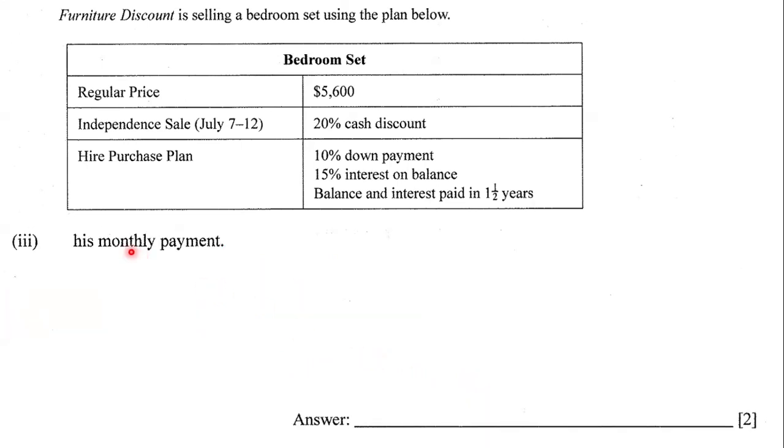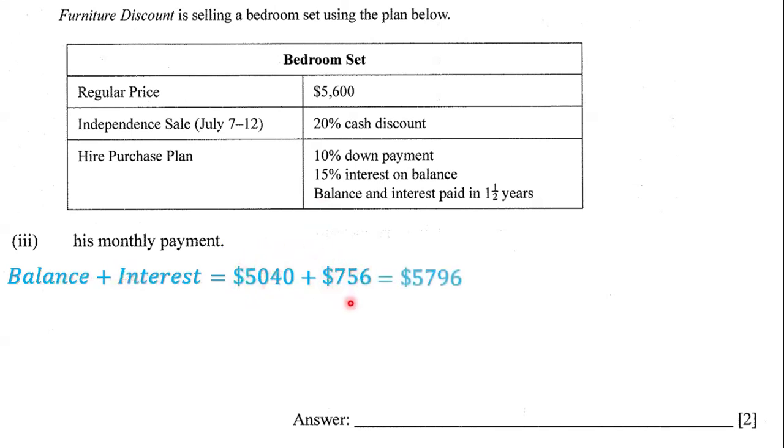Next, we need to determine his monthly payment. In order to get his monthly payment, what we have to do is add the balance and the interest. Now what is the balance? The balance is 5,040. That's the amount that we have to pay after we already paid the down payment. What is the interest? The interest is 15% of 5,040, which is $756. And so when we add our balance and the interest, we get $5,796. That is the balance plus the interest.